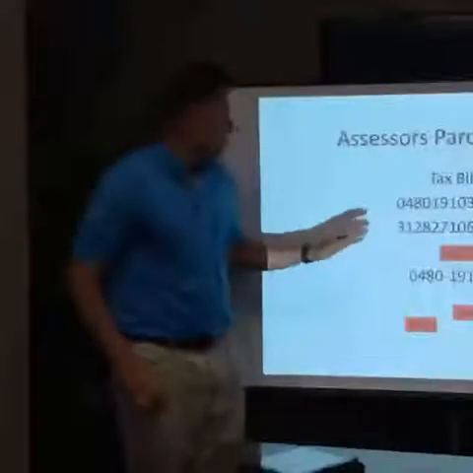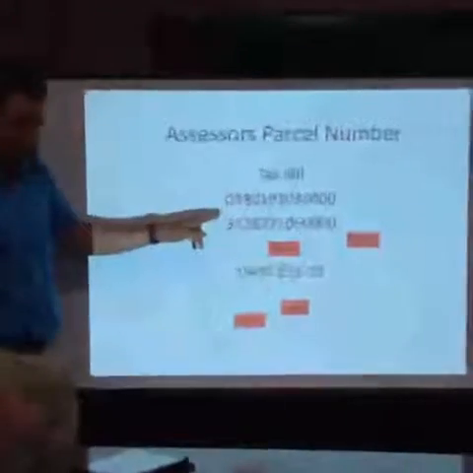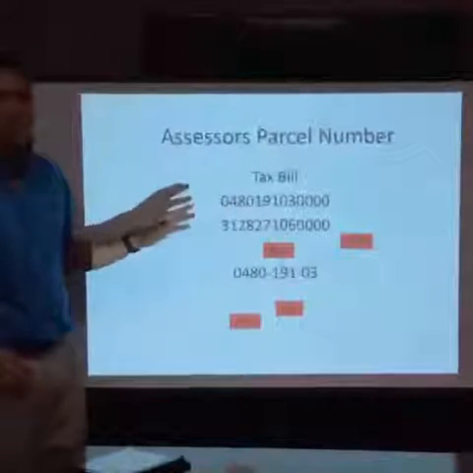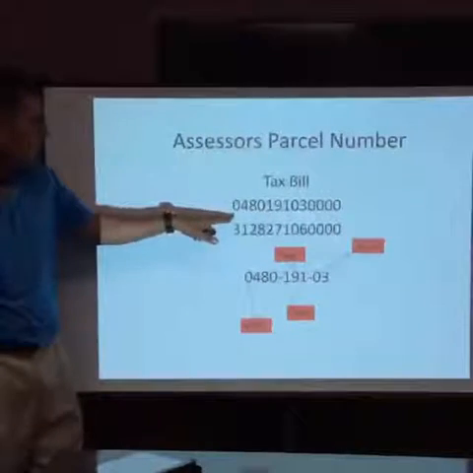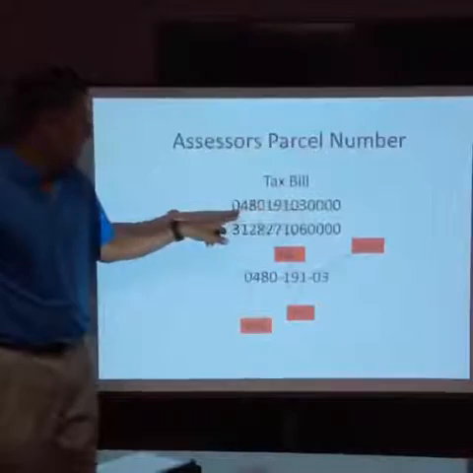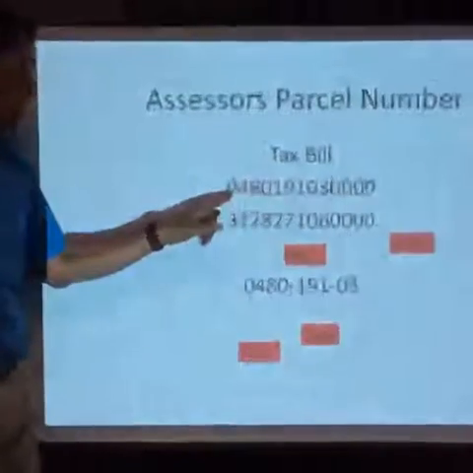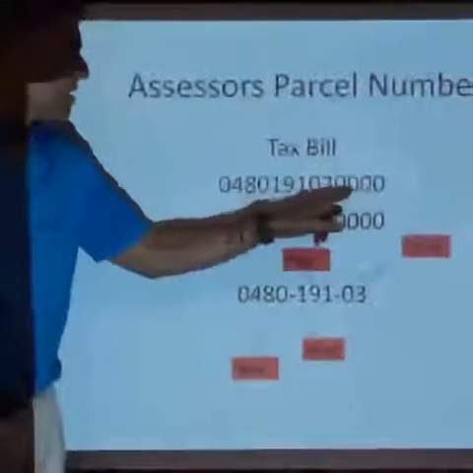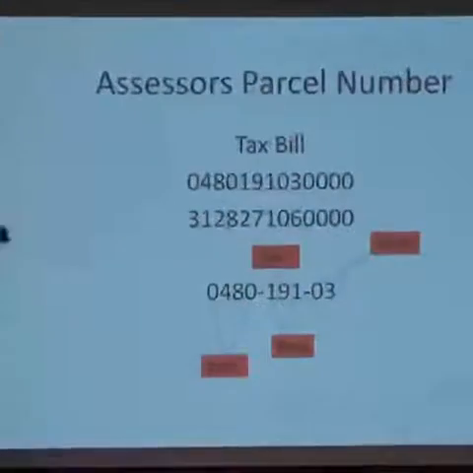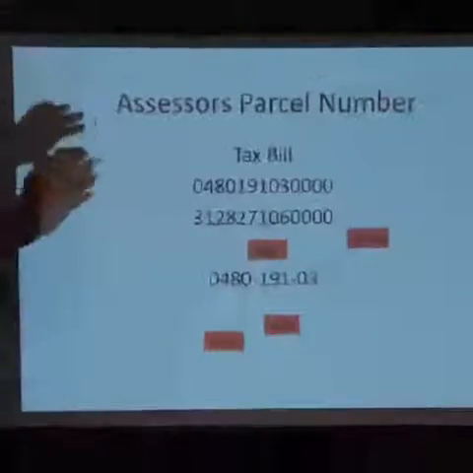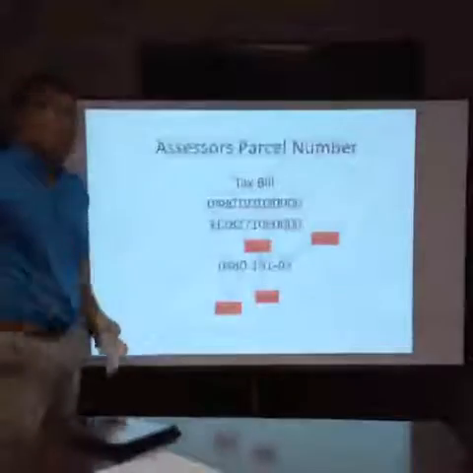Okay. So a lot of times when these people bring in their tax bills to show you the parcel numbers, it'll look like this. The first 9 digits is really what you want to pay attention to. The last 4 zeros on the end, we just go ahead and drop those.